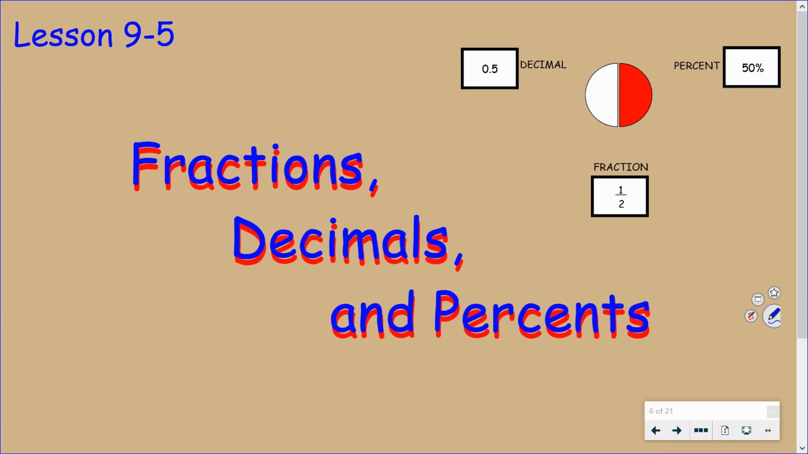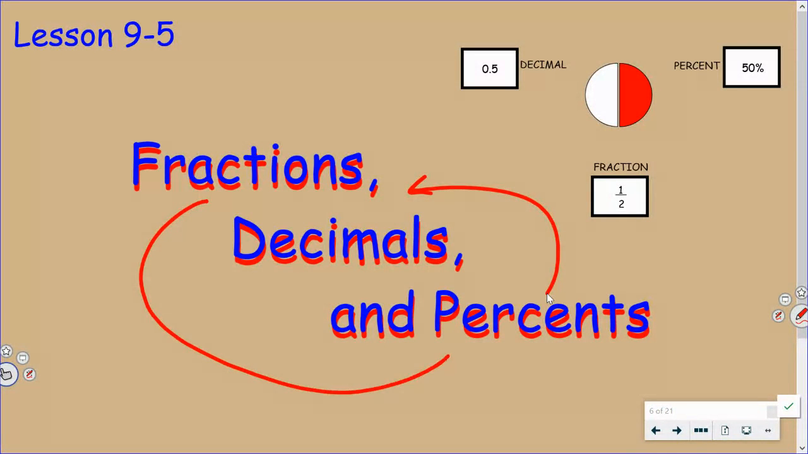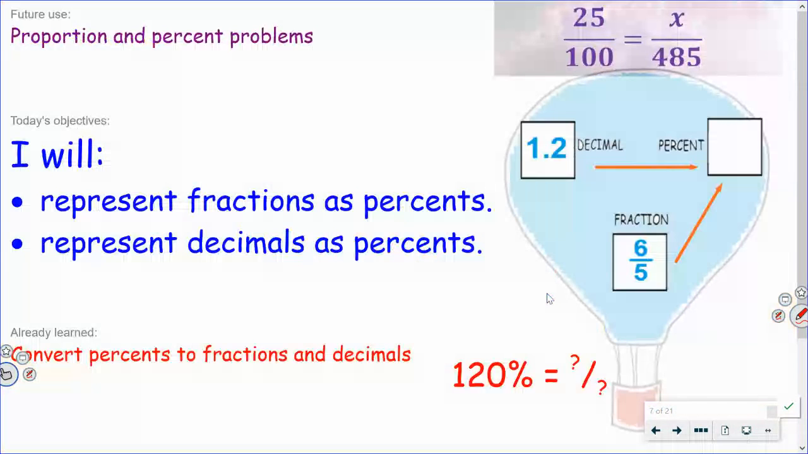And welcome, ladies and gentlemen, to the next lesson. Yesterday, or whenever you last watched a video, we took percents and we changed them to fractions and decimals. Today we're going to go in the opposite direction. Chapter 9, Lesson 5, we're going to turn fractions and decimals into percents. So that is our focus for the day.